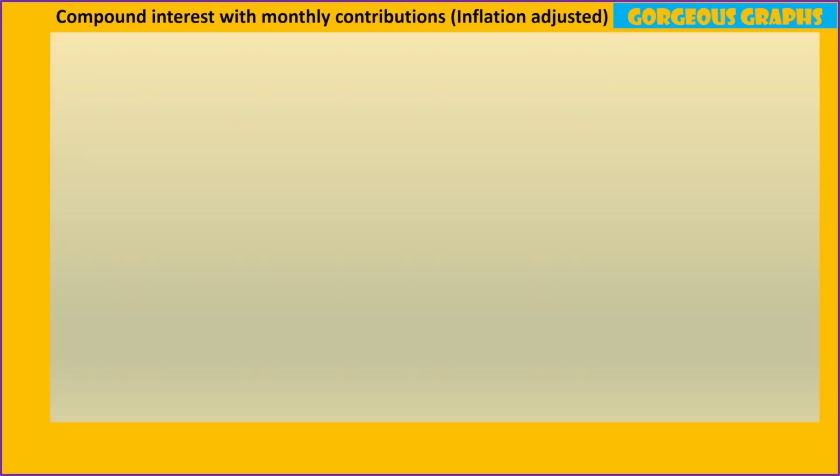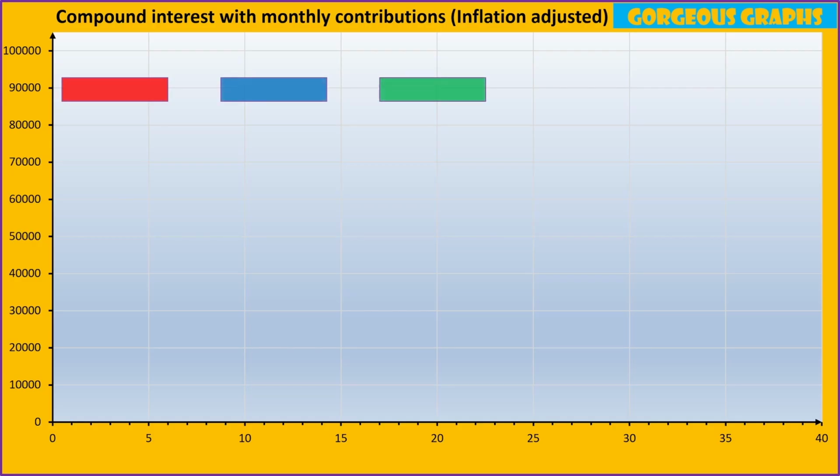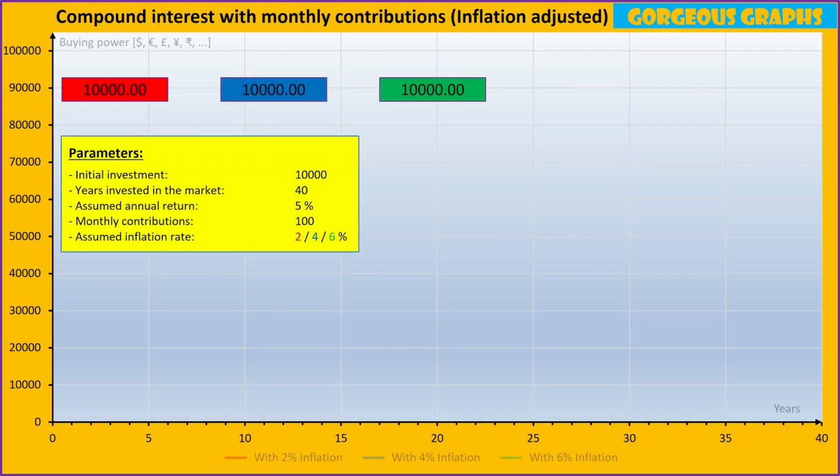In this video, we examine the long-term effects of inflation on an investment with more modest returns and contributions than in the previous examples. The setup begins with an initial investment of $10,000. Each month, an additional $100 is contributed, and the assumed annual return is 5%. The investment is tracked for 40 years under 3 different inflation scenarios: 2%, 4%, and 6%.